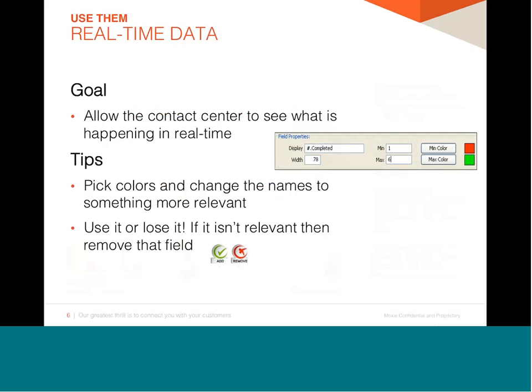Now, a couple of tips that I generally put forward here is pick colors and change the names to something more relevant. On the previous screen, you would have seen that I had a few very quick names in place on the real-time dashboard. What you can actually do here is, on the right-hand side on that box that I have displayed on the screen, you'll see in the field properties section, you can actually change that display name. So feel free to change those names to something a bit more applicable as well.